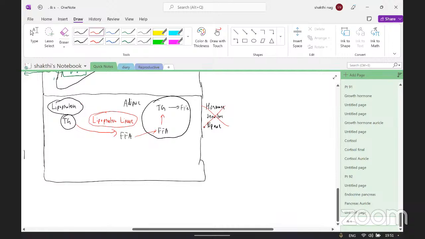All the counter-regulatory hormones increase it. So what does your insulin do over here? One, it activates the lipoprotein lipase. Two, it inhibits the hormone sensitive lipase. So as a result of this, what is happening? Lipogenesis.